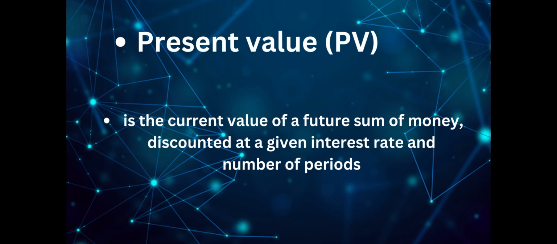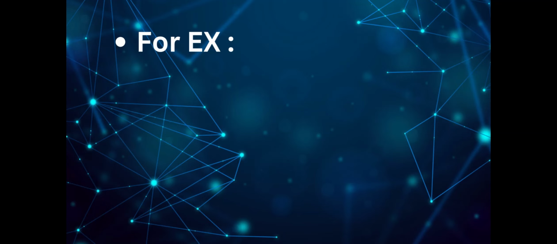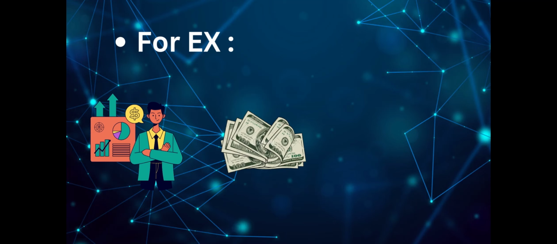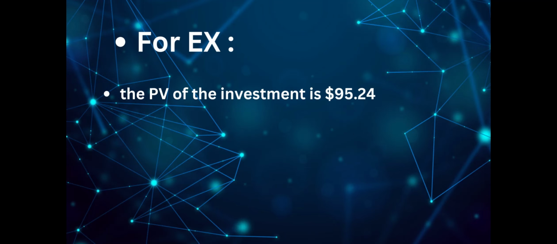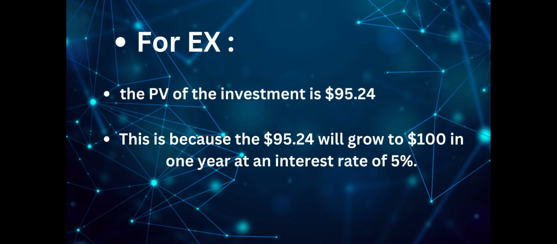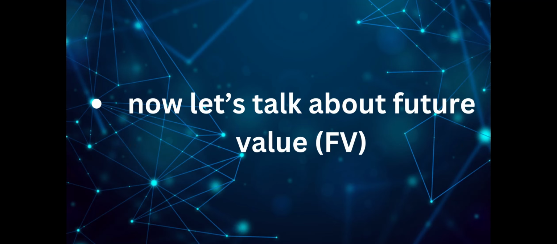Present value, PV, is the current value of a future sum of money, discounted at a given interest rate and number of periods. For example, if you are investing $100 today at an interest rate of 5% per year, the PV of the investment is $95.24. This is because the $95.24 will grow to $100 in 1 year at an interest rate of 5%.